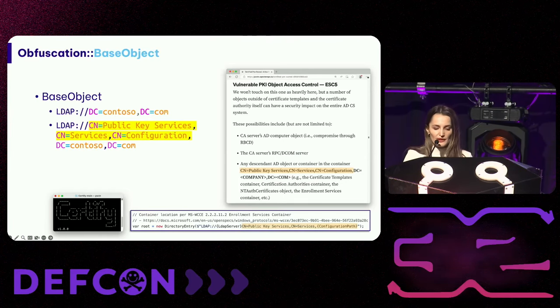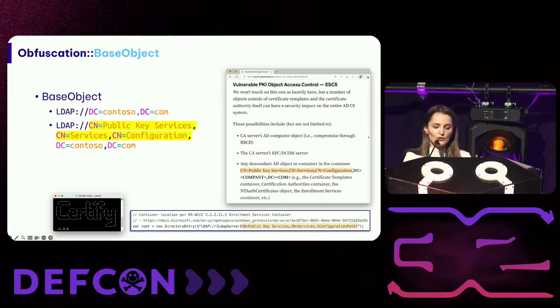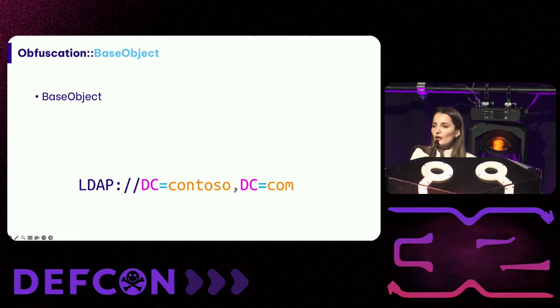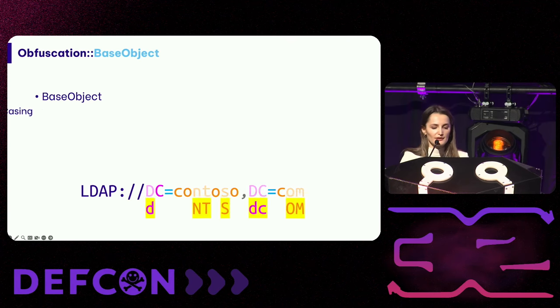As a reminder, the base object is where in the Active Directory structure we want to start the search. There are some good detection opportunities that we feel aren't discussed as much. For example, some offensive tools, like Certify, have a very benign, super common search filter. In this case, the base object is looking for public key services. We are going to focus, from a syntax perspective, on a really simple object like this.